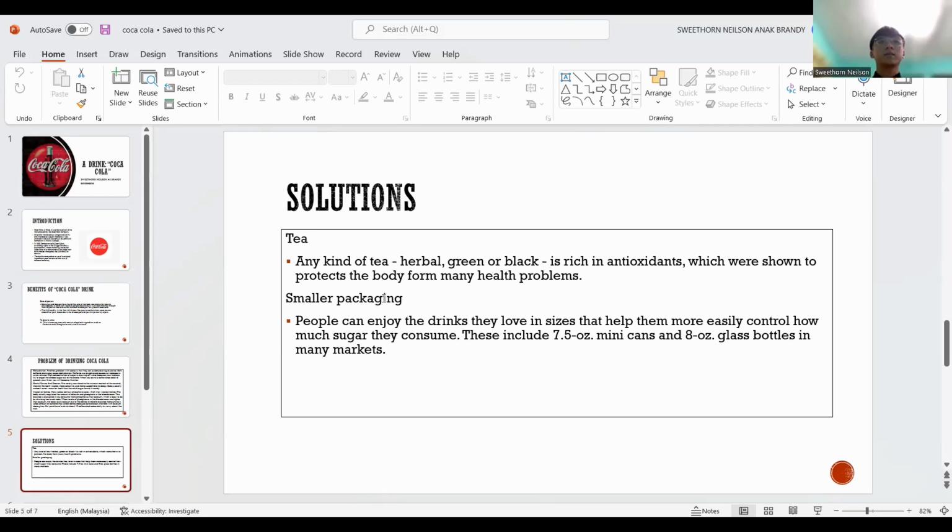The second solution is the Coca-Cola company should make their packaging smaller. People can enjoy the drink they love in sizes that help them more easily control how much sugar they consume. This includes a 7.5 oz mini can and an 8 oz glass of water in many markets.